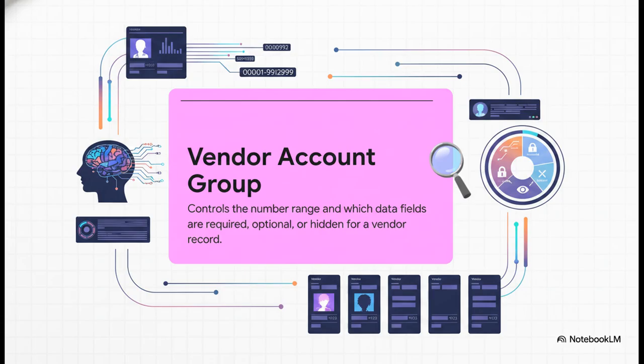What does a vendor account group actually do? It's way more than just a label. It's the rule book. It decides if the system gives out the vendor ID number or if you have to type it in yourself. It sets the number range. And, this is huge, it controls which fields you have to fill out, which are optional, and which are hidden completely. It's the brains of the operation.